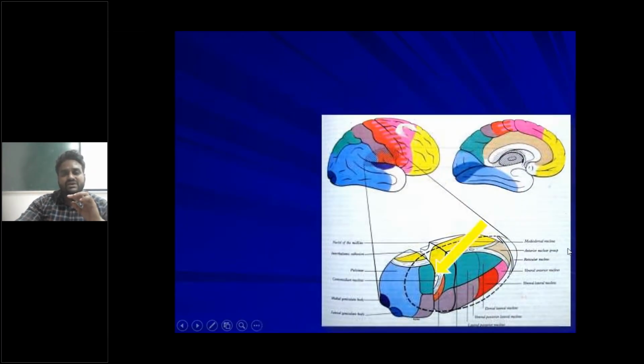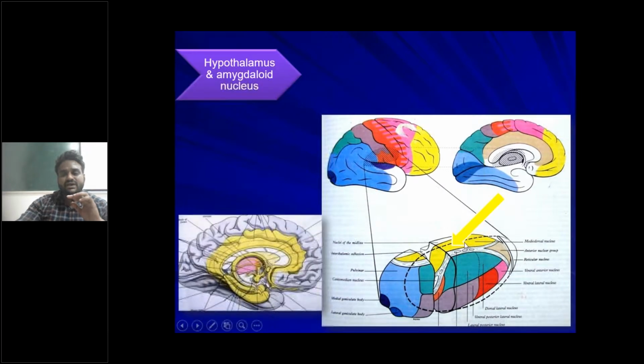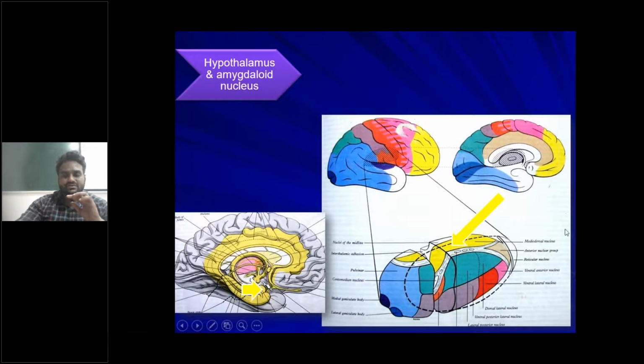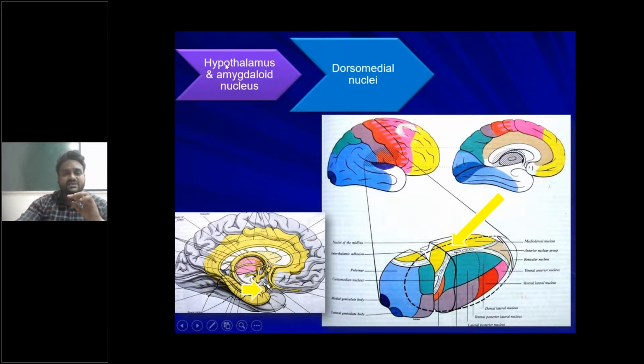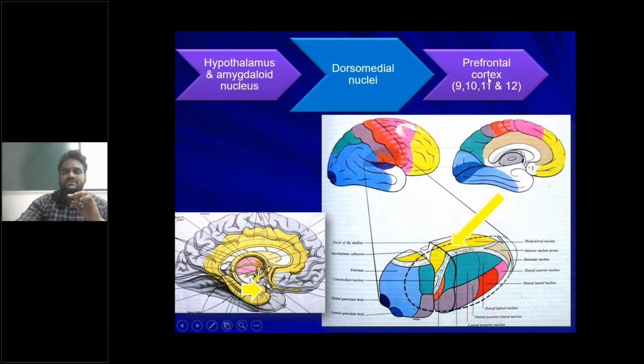Now another nucleus, the dorsomedian nucleus, in yellow color. Here you see input fibers from the hypothalamus and amygdaloid nucleus, and output fibers to the prefrontal cortex on the medial surface. The function is the mood of the individual person. That is the function of this nucleus.